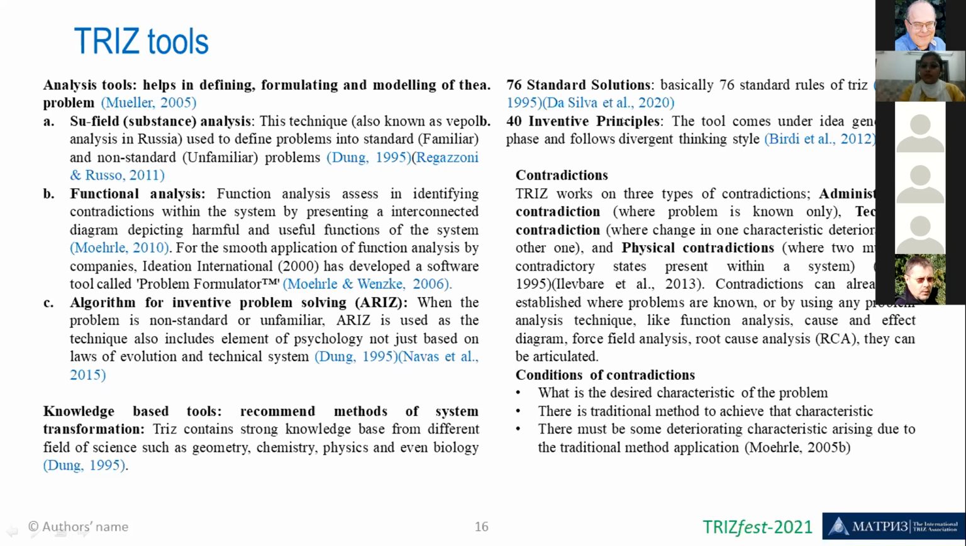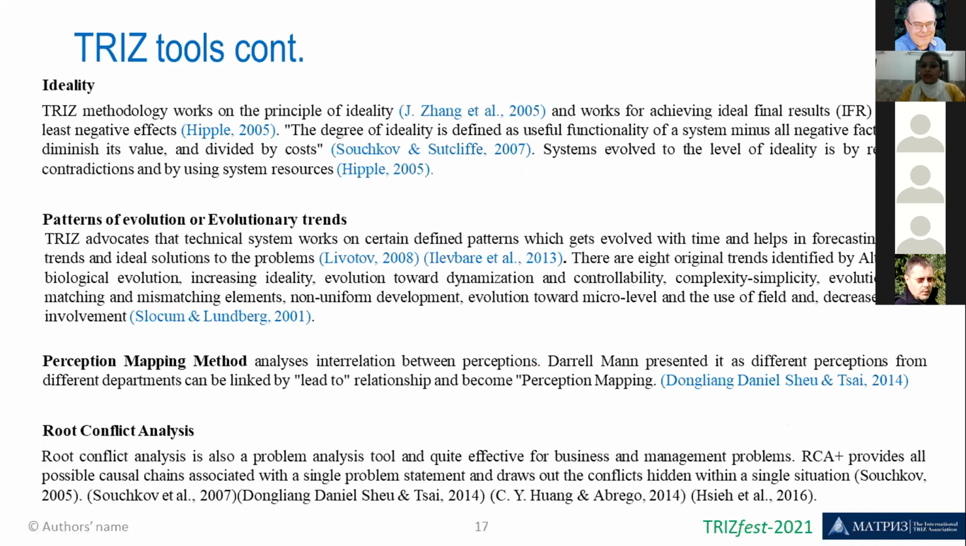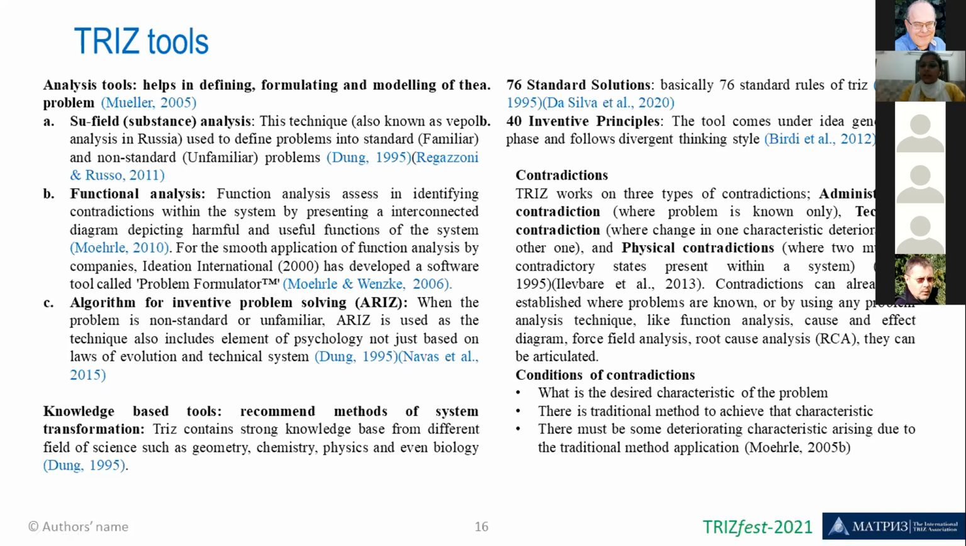Then the 40 inventive principles come under the idea generation phase and follow a divergent thinking style. Then the contradictions. There are three types of contradictions: administrative contradiction, where only the problem is known; technical contradiction, where a change in one characteristic deteriorates another; and physical contradiction, where two mutually contradictory states are present within a system. Contradictions can already be established where problems are known, or by using any problem analysis technique like function analysis, cause and effect diagram, force field analysis, root cause analysis for problem articulation.